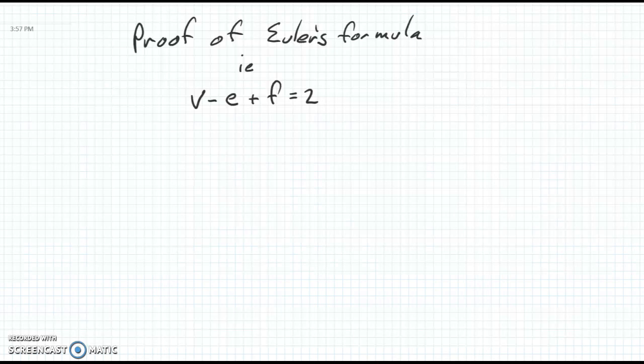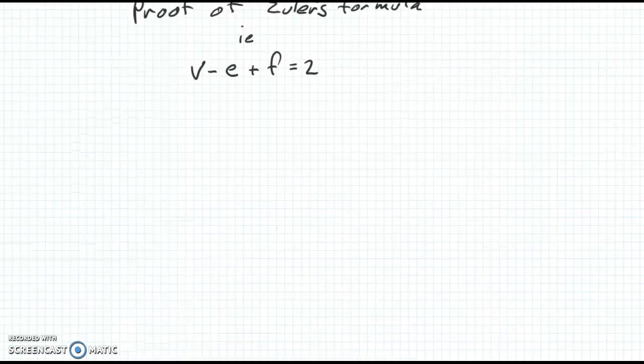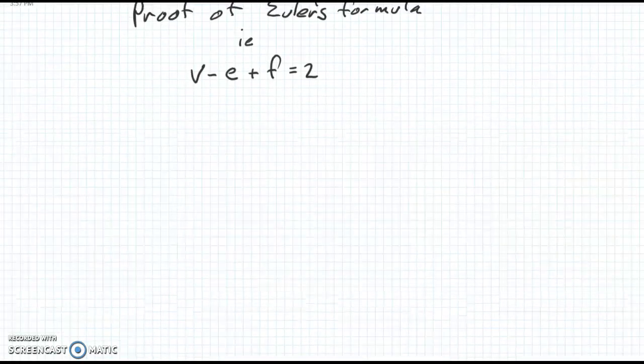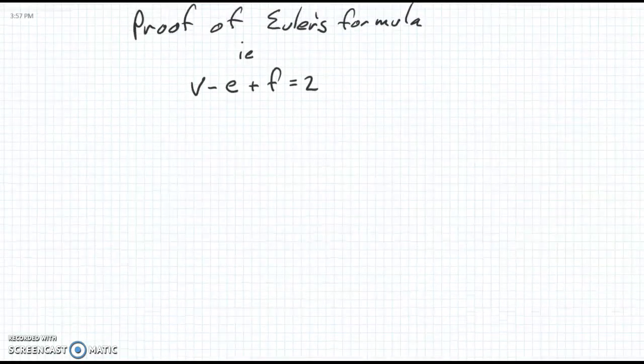So remember, Euler's formula is supposed to be for planar graphs, and Euler's formula says that the vertices minus the edges plus the faces is always equal to 2 for a planar graph. And so the proof of it is actually quite easy. You can do it by induction. I won't do a formal induction, but I'll just call this an informal induction.